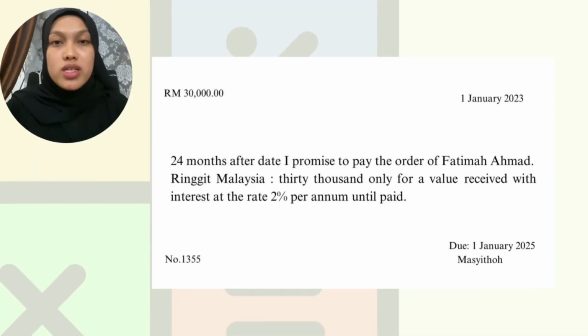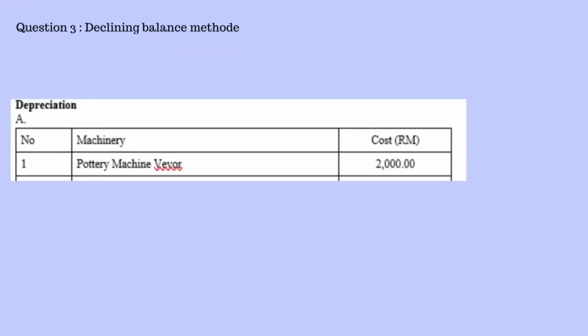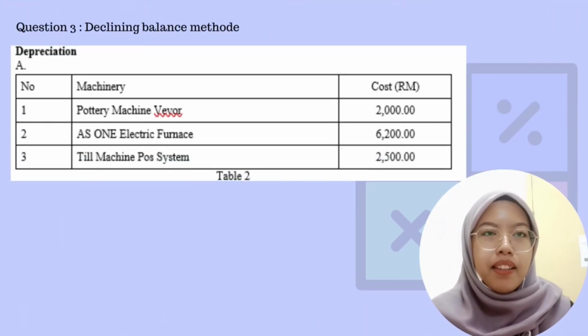The second question is to create a promissory note for the loan from a relative based on table 1, and use the date of establishment as the date of the note. To get the promissory note, the maker of the note is Mashitah and the payee of the note is the loan from relative.